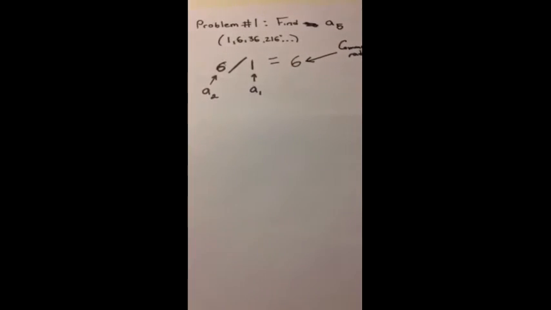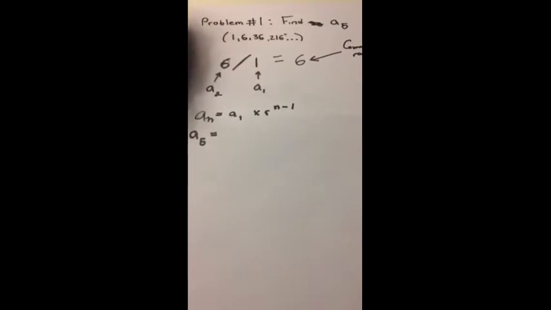So that's what we want to find first. So I divided a sub 2, which is 6, by a sub 1, which is 1. And we got 6, which is our common ratio. So what we want to do next is put all the information into our formula. So our formula, which is, I'm running out of ink. A sub n is equal to a sub 1 times r to the n minus 1 power.